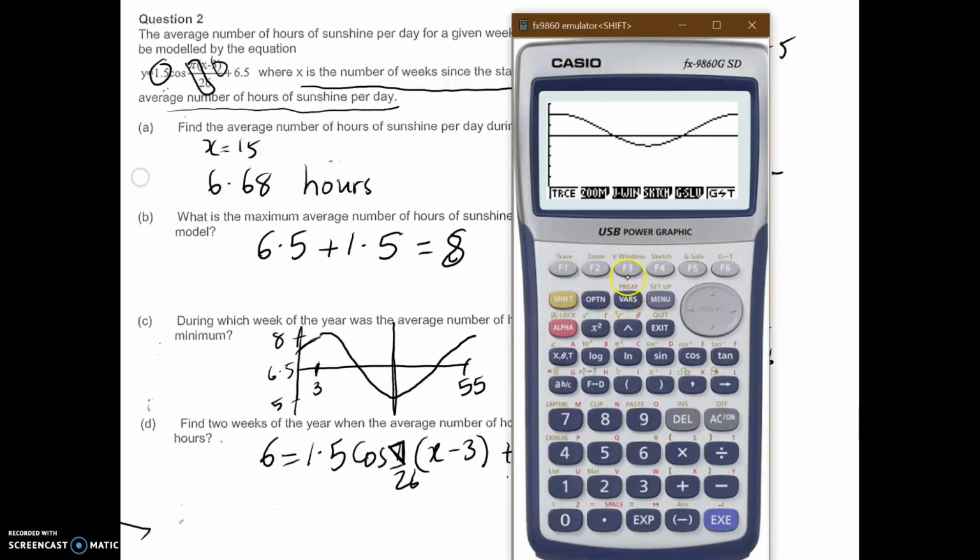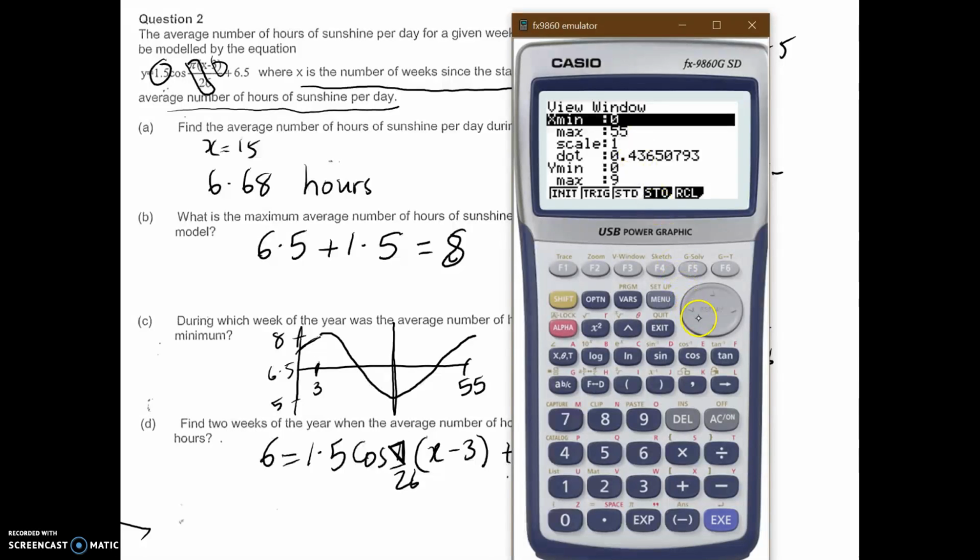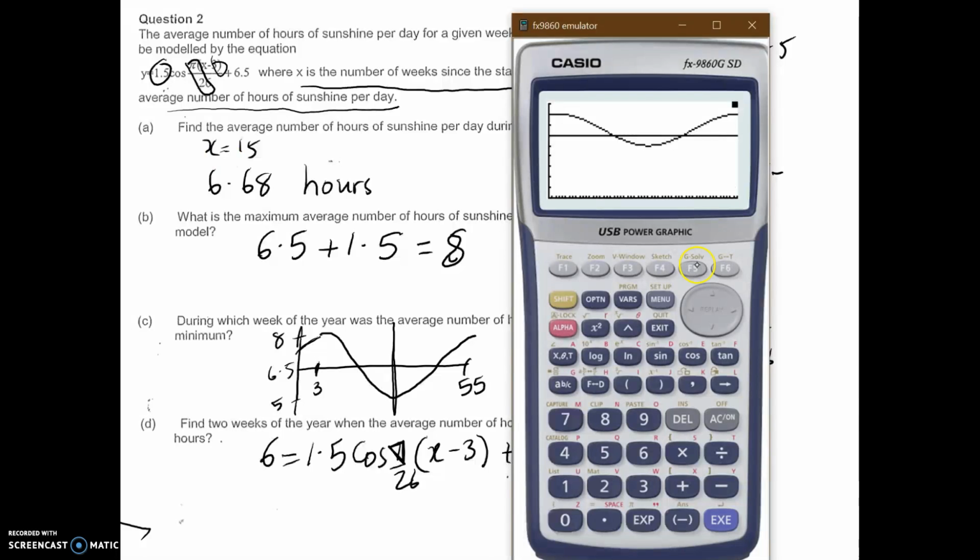For the view window, I'm going to make sure my x minimum is 0 and x max is 55. We talked about 55 before, because the period is 52 and there's a 3 translation to the right. For y max and minimum, it's just about being able to see the graph. The max is 8, so I put a 9, and the minimum is 5. You can go with 4, but it was 0 and I just left it like that. Now just use the G-Solve function to find the intersection point.